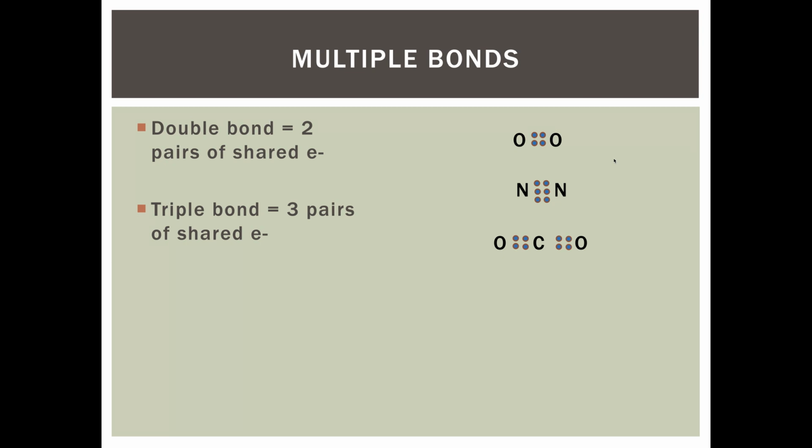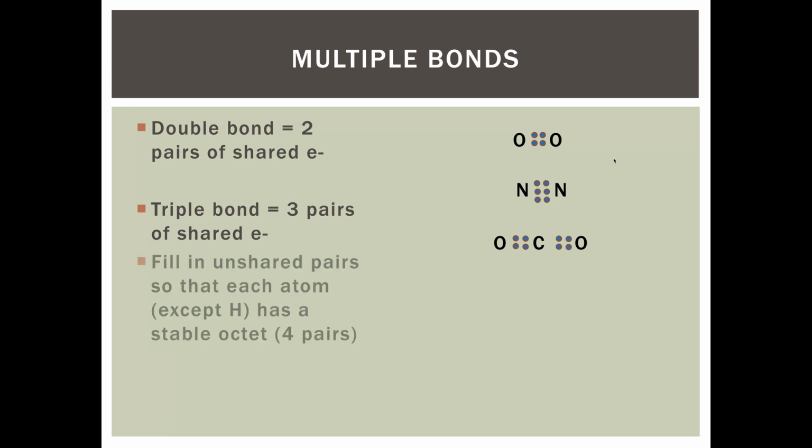And again, don't get up and walk away because you're not done yet. You got to make sure to put in unshared pairs so that each atom has four pairs, including the ones that are being shared. These oxygens are sharing two pairs of electrons. Give each one two more pairs. Now, why did I put them off at an angle and make this look like a TIE bomber from Star Wars? To keep the molecules symmetrical. And that's going to be important for the next step.